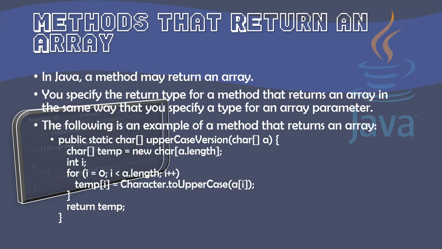So if we look at this with an example, you can see here we have a method that returns an array. public static char[] uppercaseVersion(char[] a), char[] temp = new char[a.length]; for (int i = 0; i < a.length; i++), temp[i] = Character.toUpperCase(a[i]); return temp. Now, what does return temp mean? That means we are creating a temporary array and we're returning the value out. If we wanted to use that to update the existing array, then we could do that. Or if we wanted to put it into a new array, we could do that as well.